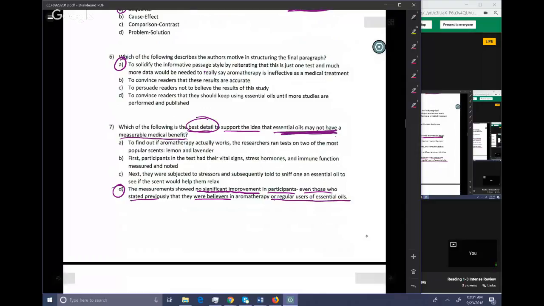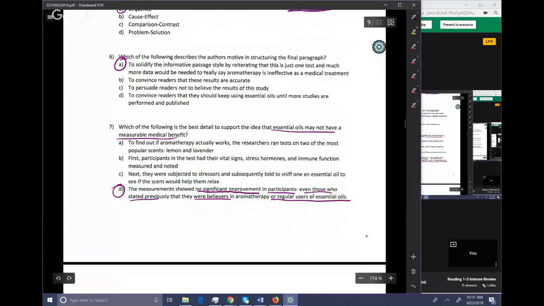This is also, best detail is also heavily dependent on what your choices are. So let's look at our other ones. A said to find out if aromatherapy actually works, the researchers ran tests on 2 of the most popular scents, lemon and lavender. That is certainly related. It's setting up the fact there's an experiment, and the fact that there's an experiment is important to the fact that we have this answer. But that does not make it a direct detail for that.